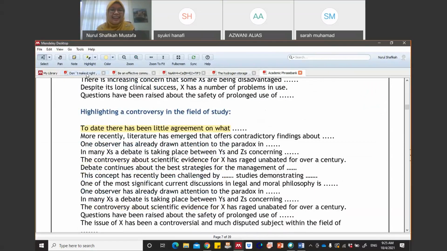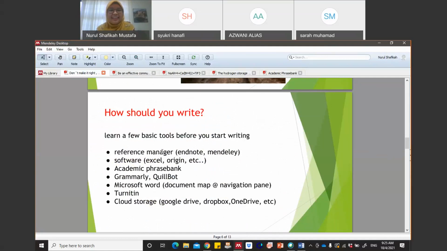Okay, next. Another tool that you can learn before you start writing is Grammarly and Quillbot. What is it? This is for your paraphrasing, your grammar. Sometimes our grammar, we are not native speakers, right? So our grammar has a lot of mistakes, that's why we need to send it for paraphrasing. And these are a few basics that you can learn, Grammarly and Quillbot. You can just search for them on the internet.